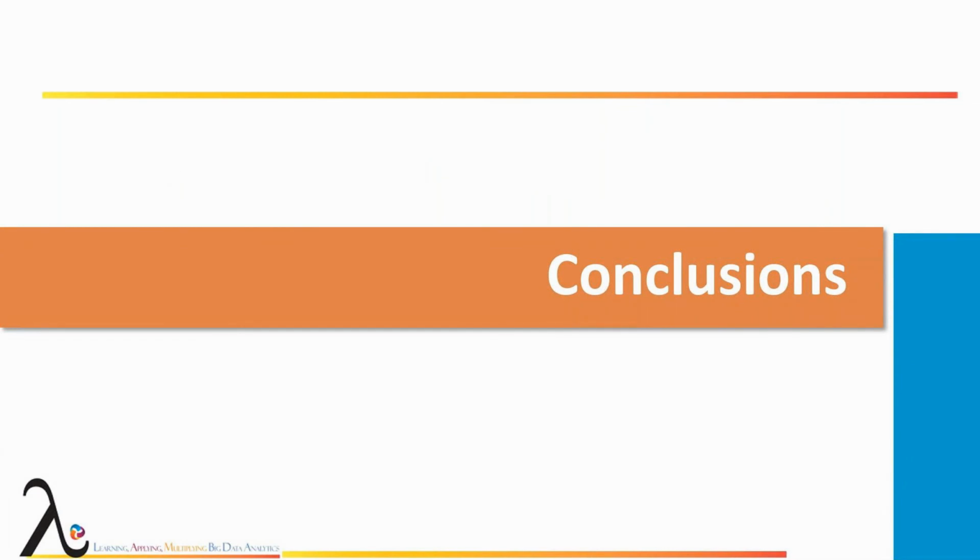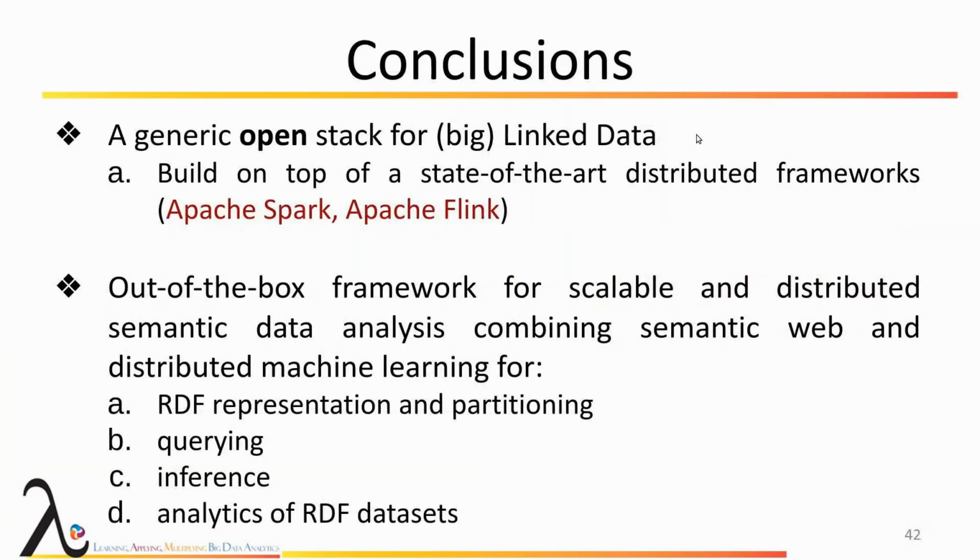Maybe any notes on the conclusion? Maybe Hajira wants to jump in and finalize everything. Thank you. So as a conclusion, SANSA is a generic open stack for big or large-scale linked data, and it is built on top of state-of-the-art distributed frameworks like Apache Spark and Apache Flink. It offers an out-of-the-box framework for scalable and distributed semantic data analysis, and it combines semantic web and distributed machine learning for RDF representation, querying RDF, inferencing, and analytics of RDF data.